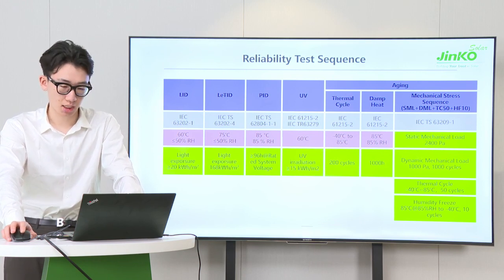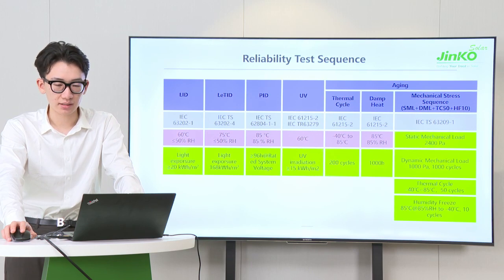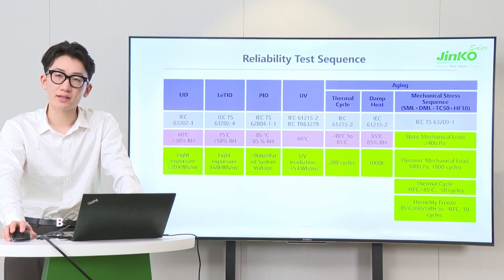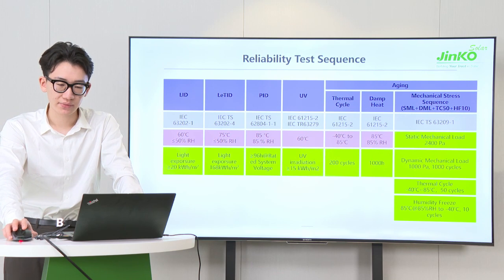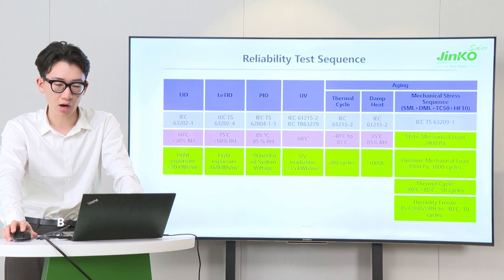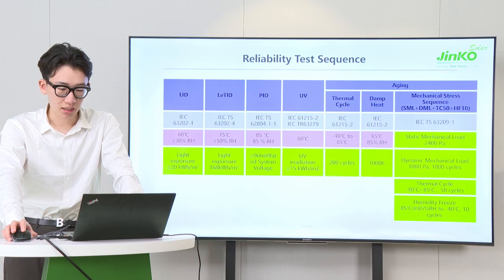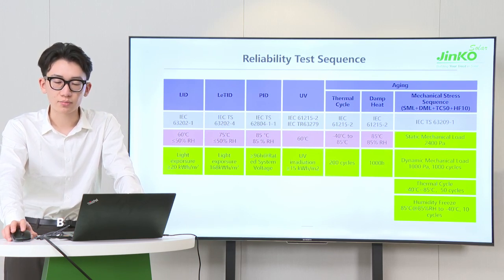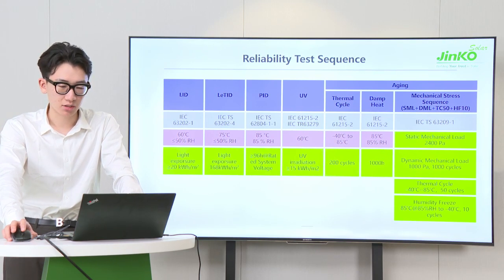In the damp heat test, the module to be tested is placed in a chamber with a certain temperature and a certain humidity. The test duration is basically 1,000 hours and can be extended to more hours if more stringent tests are required. The mechanical stress sequence is comprised of 4 test protocols in sequence: static mechanical load, dynamic mechanical load, thermal cycling, and humidity freeze.